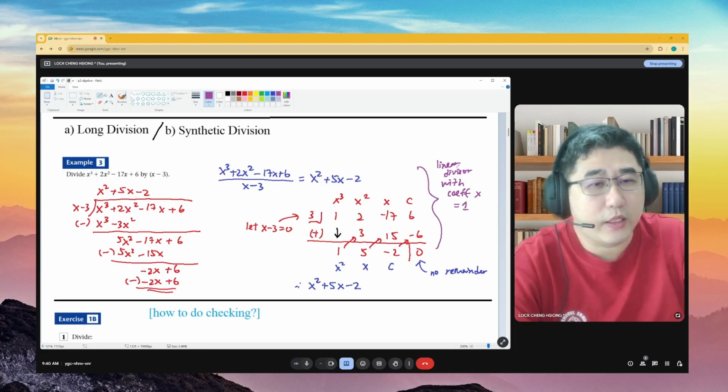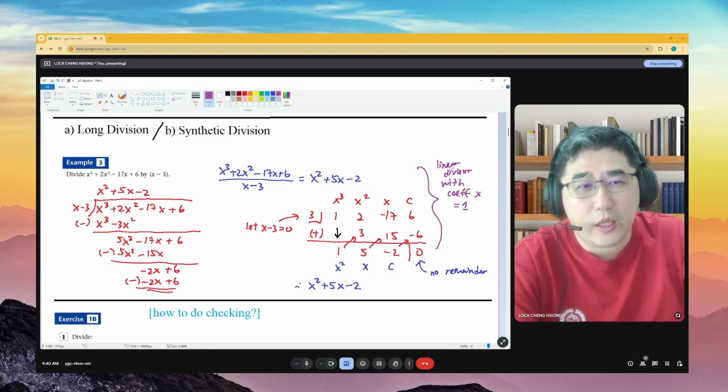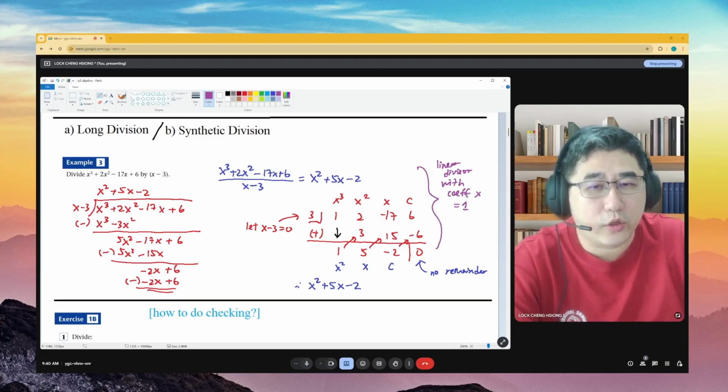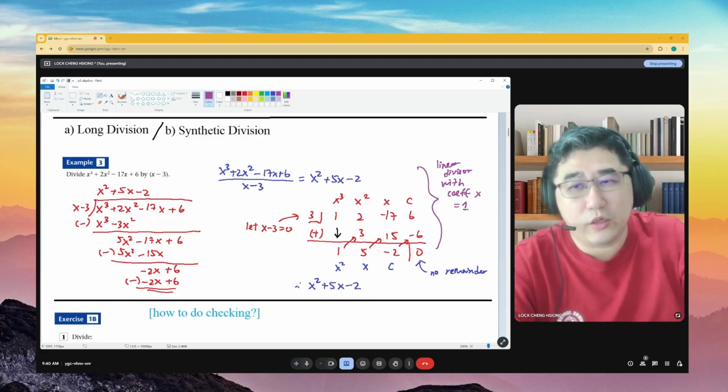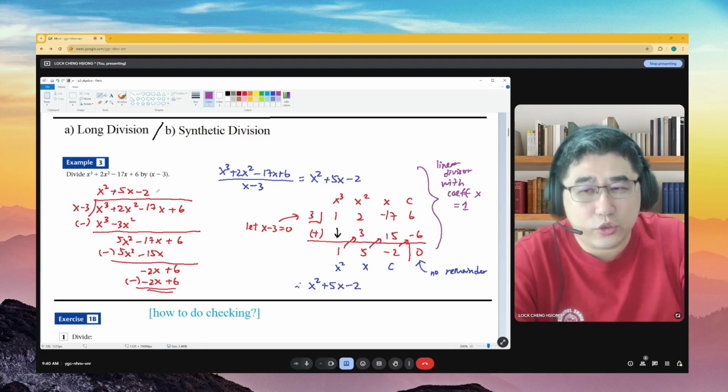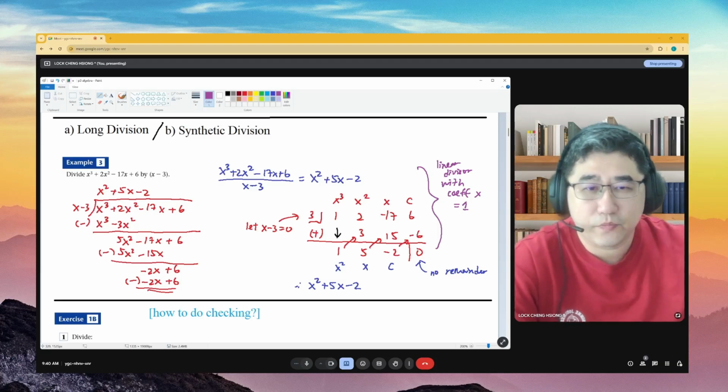So what do we mean by linear divisor? ax plus c is a linear divisor. mx plus c is a linear divisor. x squared is not a linear divisor. And furthermore, the coefficient of x needs to be equal to 1. If it's not equal to 1, then it doesn't work. That means other than this, you have to go back to the long division. With long division, the chances of making mistakes are there, but you need to make sure that you do the work carefully in order to avoid mistakes. So this is long division and synthetic division.